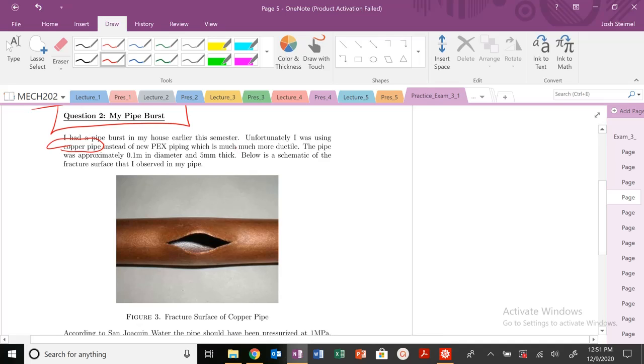It is much more ductile, so they tend to not burst. That's why we use that now. Almost for all new houses, we'll use that.